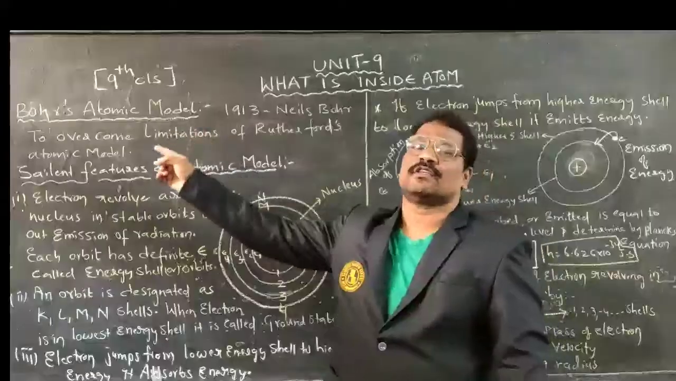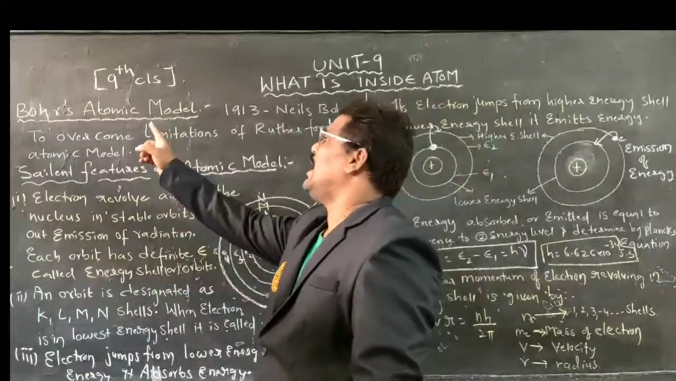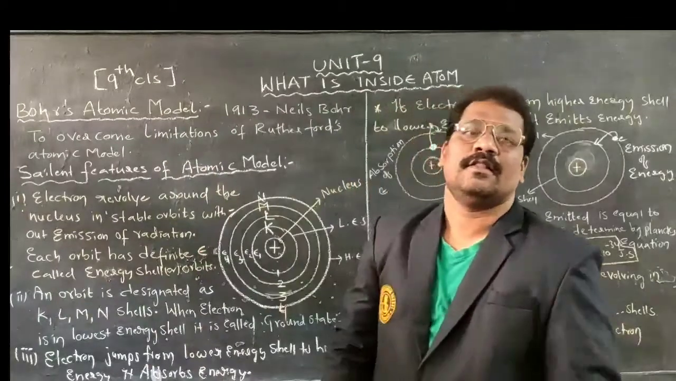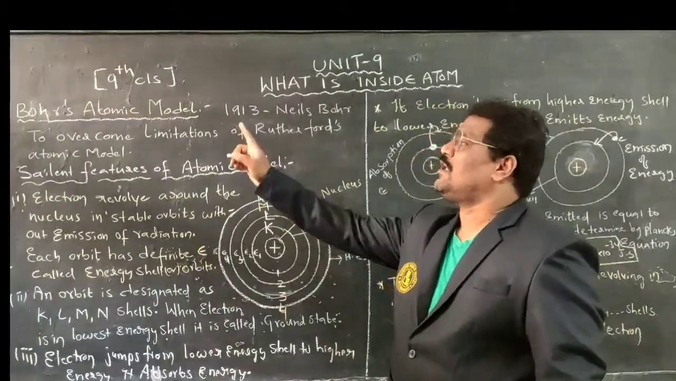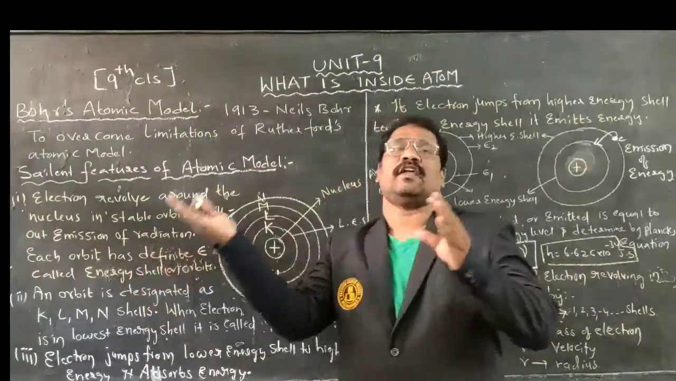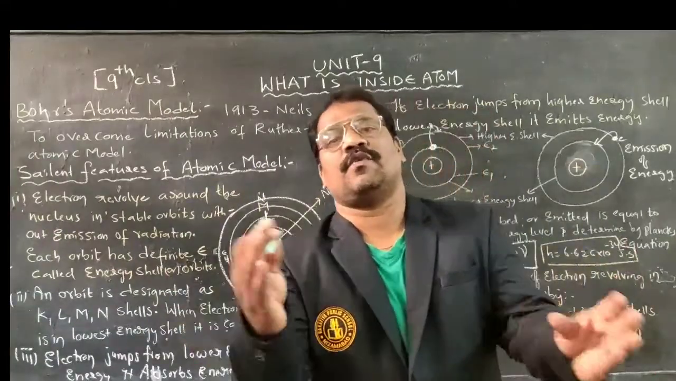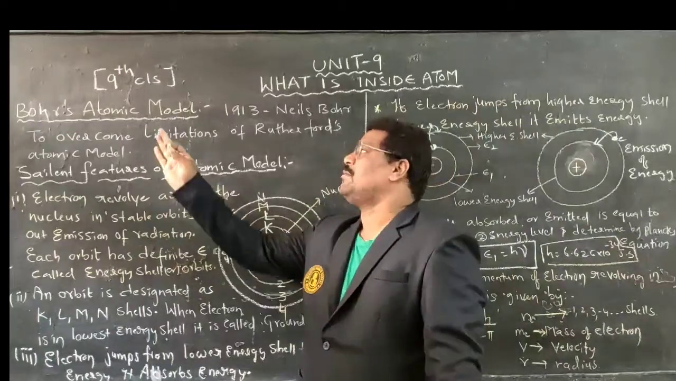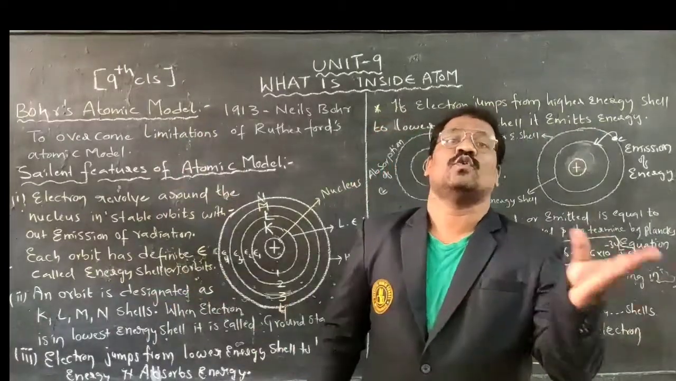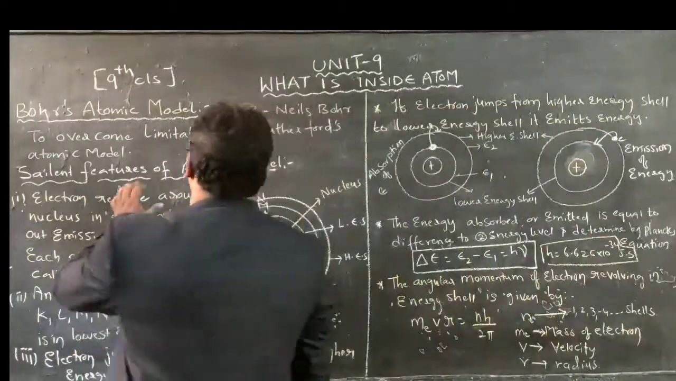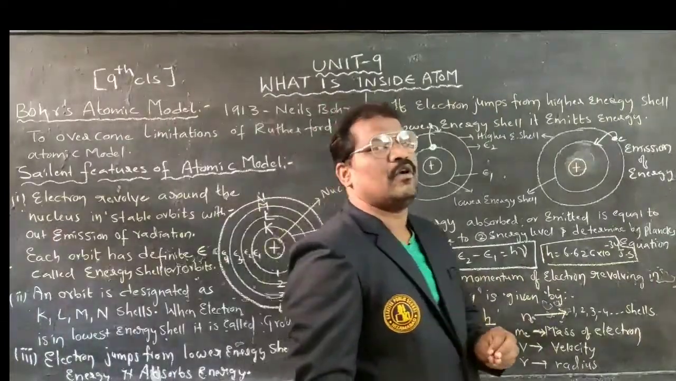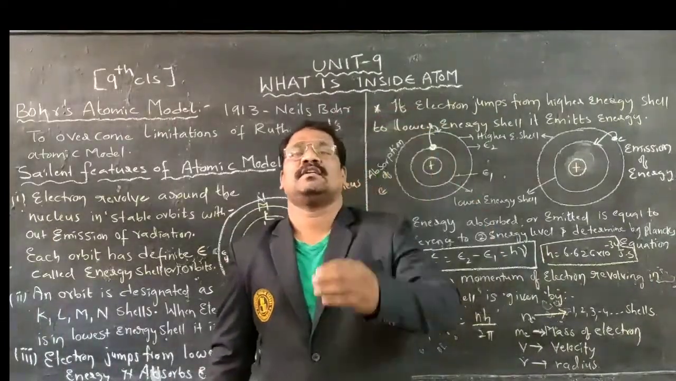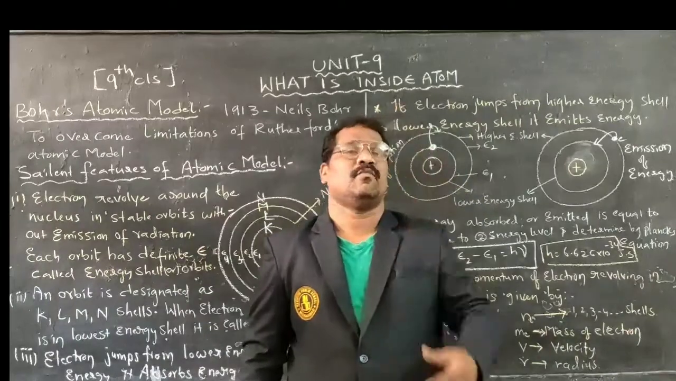Today what we are going to discuss is the Bohr atomic model. Before going to this particular Bohr atomic model, let me come to the Rutherford atomic model. Why this Bohr atomic model came into existence is to overcome the limitations of Rutherford's atomic model. What limitation exists in the Rutherford atomic model?